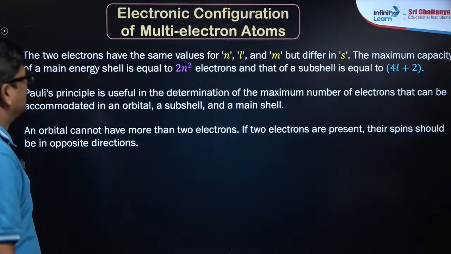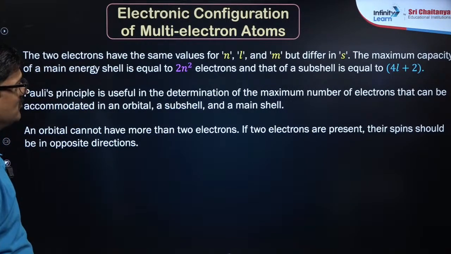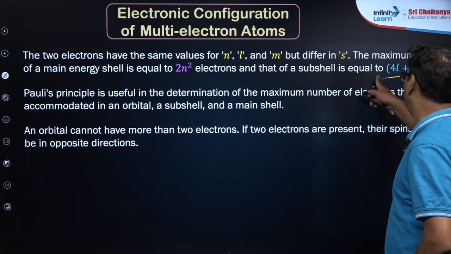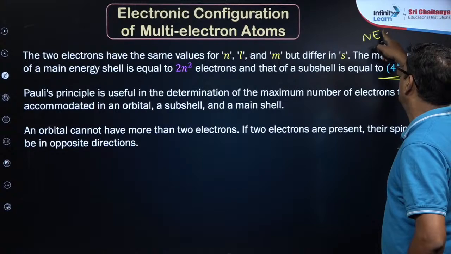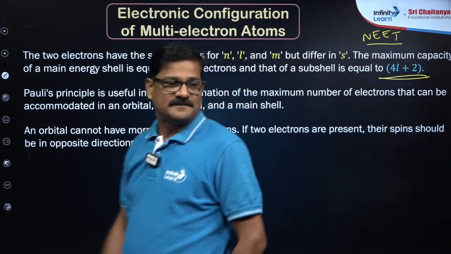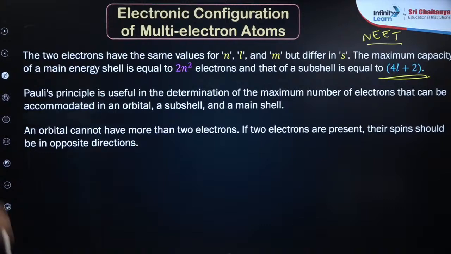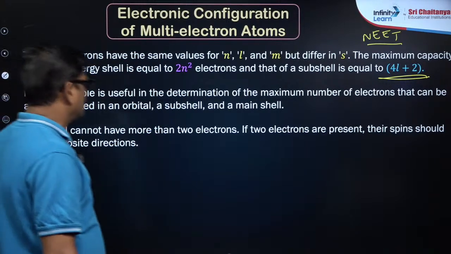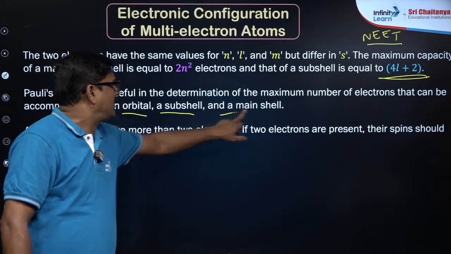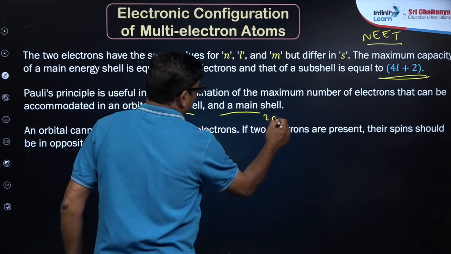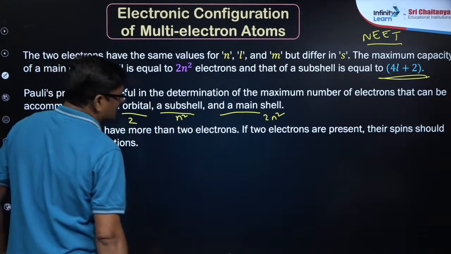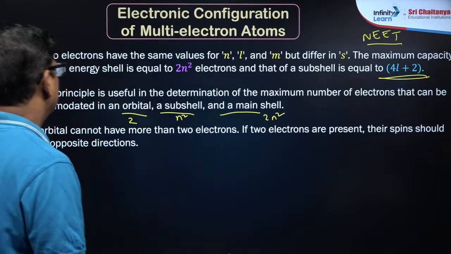And 2 electrons have the same set of n value, l value, m value, but differ in s value. The maximum capacity of main energy shell is equal to 2n square electrons, and that of a subshell is 4l plus 2. So this is also very important. 4l plus 2 की वजह से नीट में फिलहाल 2 क्वेश्चन पूछा गया है ना. Very important. And the Pauli's exclusion principle is useful to determine the maximum number of electrons that can be accommodated in an orbital or a subshell and a main shell. So in a main shell, that is 2n square. In an orbital, that is only 2, and subshell, that is 4l plus 2. Simple thing. Okay.